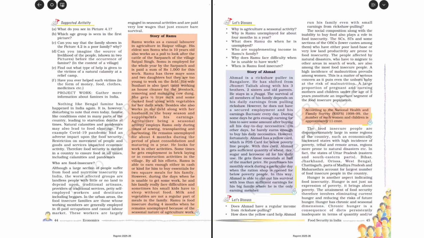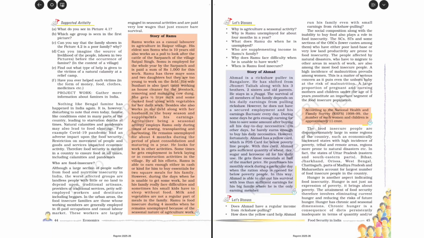So, this compounding nature of poverty brings us to a really profound part of the text. It redefines what hunger actually is. Let's read this verbatim. Quote, hunger is another aspect indicating food insecurity. Hunger is not just an expression of poverty, it brings about poverty. The attainment of food security, therefore, involves eliminating current hunger and reducing the risks of future hunger. Hunger has chronic and seasonal dimensions.